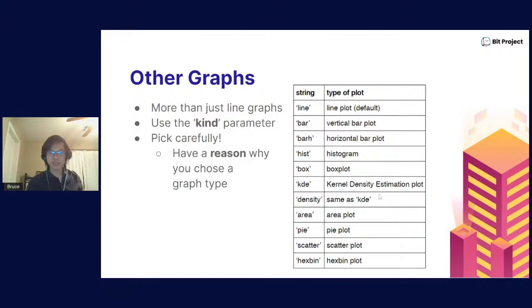actually area plot's kind of specific. Yeah, why would you choose a bar over a histogram? Why would you choose a line over density over scatter? Make these decisions with intent, right? The key to good visualization is knowing why you're doing each individual thing.